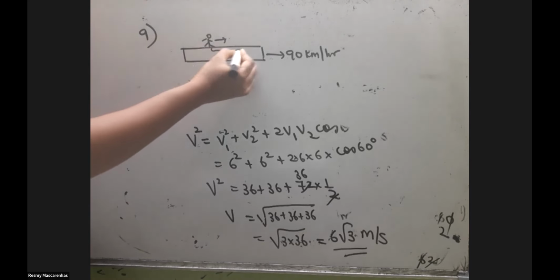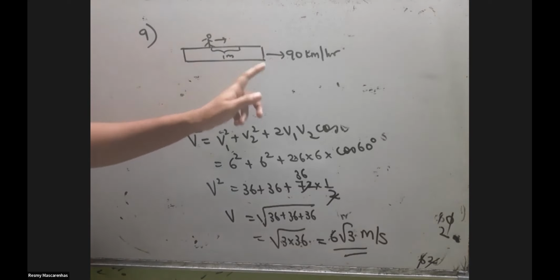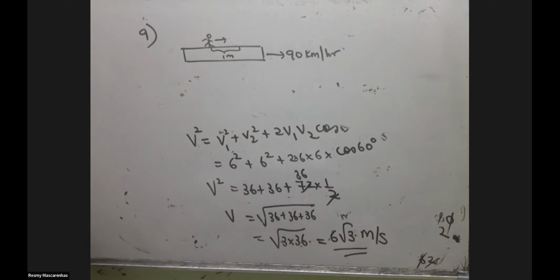He travels 1 meter on the train and he is moving in the direction of the train. Now both are going in the same direction. So he covers 1 meter of this distance. What is the speed of the person with respect to ground?